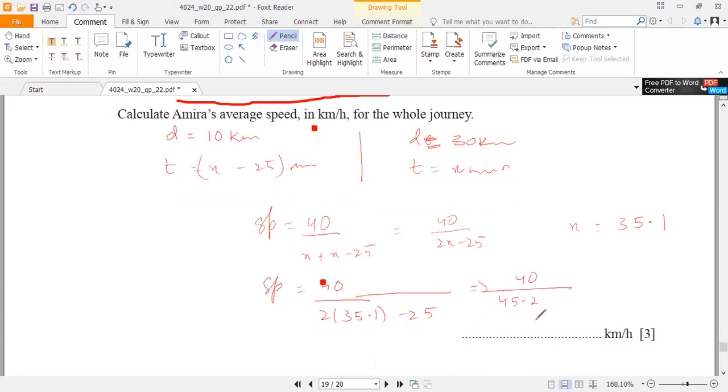But this is in the form of minutes. We need to convert it into hours, so we need to divide by 60. So it will become 40 upon 0.753. After solving this, we will get 53.1 kilometers per hour.